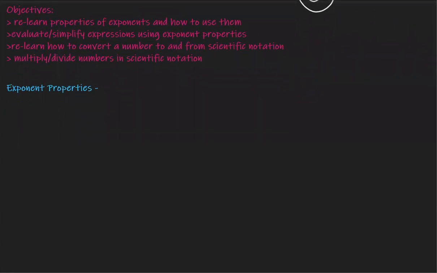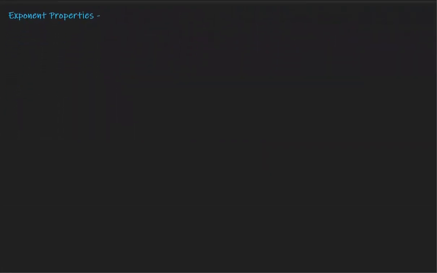So speaking of properties, let's review them and recall what they are. Each of these properties has a name associated with it. We're not going to take time to talk about the names. We don't really need to know the names or memorize them at this point.